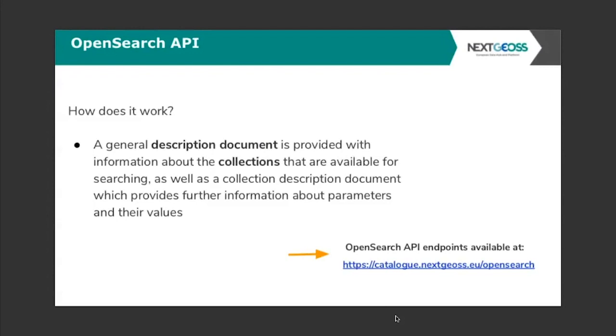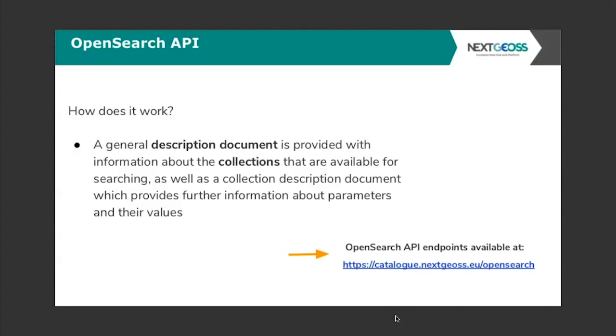How does the OpenSearch API work? We need the general description document, which provides information about the collections that we have available for searching, as well as some parameters that all the collections share between them, and the collection description documents, which provide further information about the parameters that are available for searching for each collection respectively.